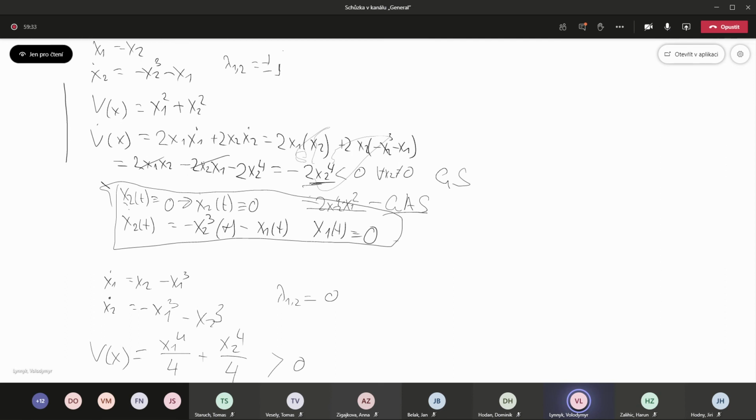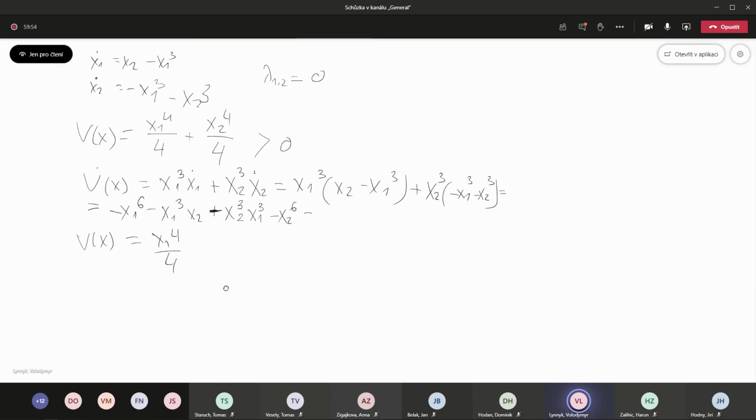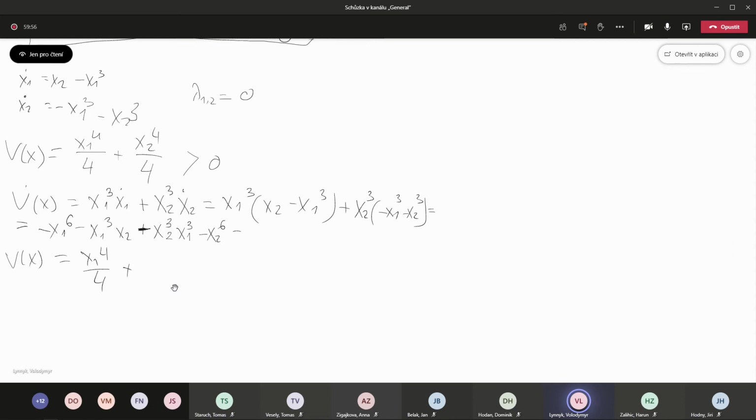Okay, let's try another. It's not so good with this Lyapunov function. Let's try another Lyapunov function: V of x equal to x1 to the 4th plus x2 squared. Oh, sorry, only 2.